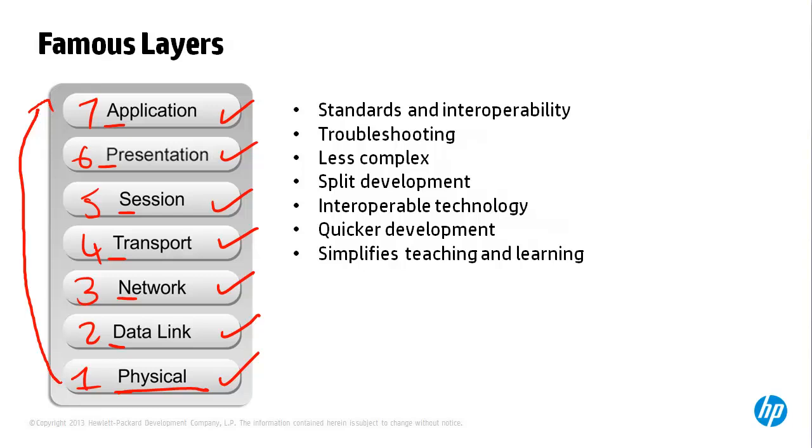We as network engineers will use names and numbers interchangeably, so we'll often talk about layer 2 or data link, or layer 3 or network. So just remember that layer 7 is application, layer 6 is presentation, 5 is session, 4 is transport, 3 is network, 2 is data link, and 1 is physical. Remember both the number and the name.